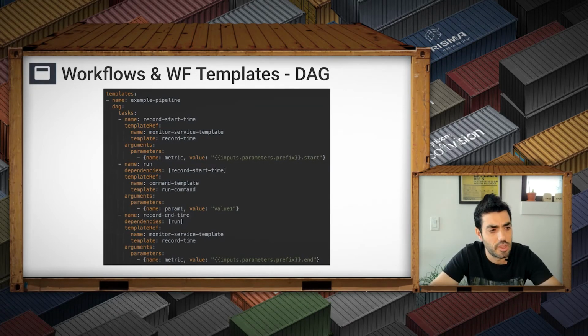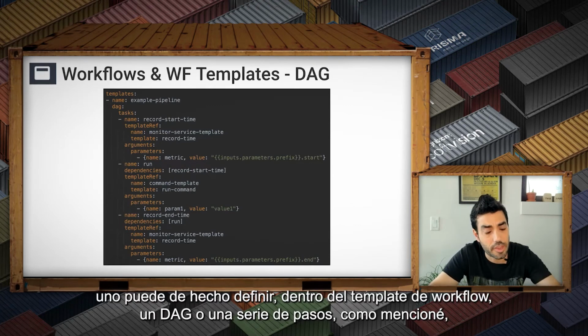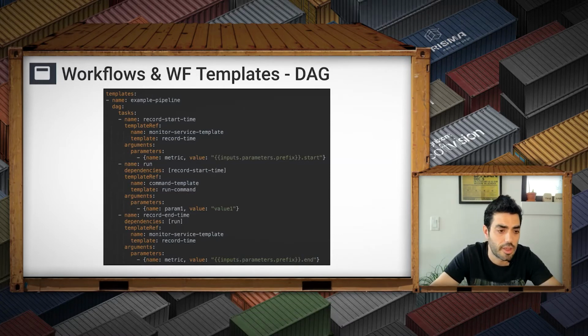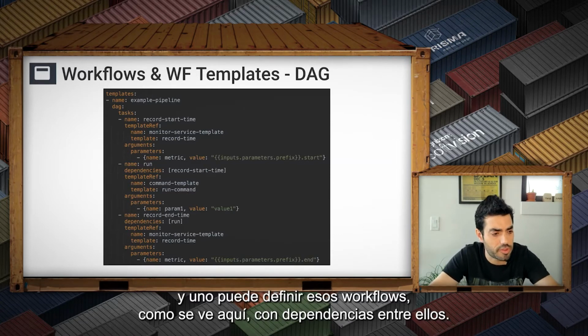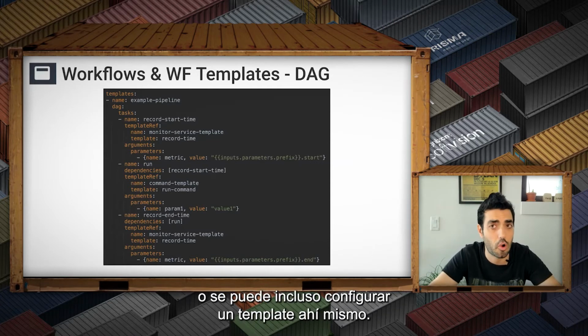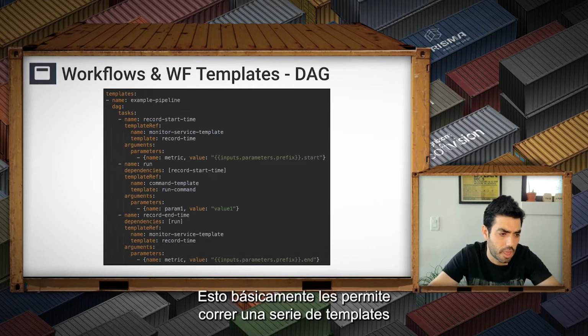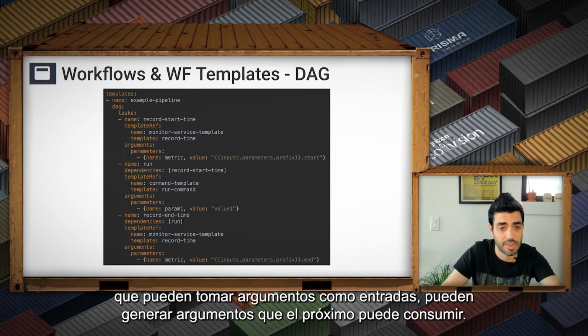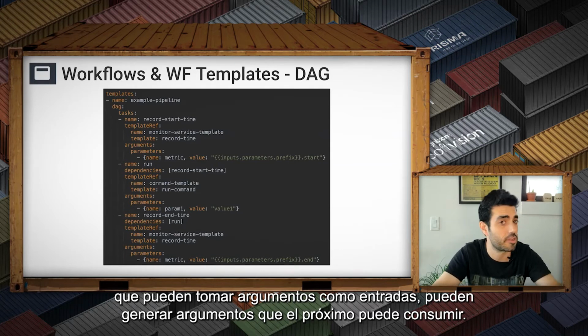But of course, it's most powerful when you run more complex templates. And for that, you can define inside your workflow template a DAG or a series of steps, as I've mentioned, that runs a series of other workflows in sequence. And you can define those workflows that you can see here with dependencies between them. Every template here can either reference a specific template that is defined somewhere else, or you can even configure an inline template here. This allows you to run a series of templates. They can take arguments as inputs. They can output arguments that the next step can then consume.